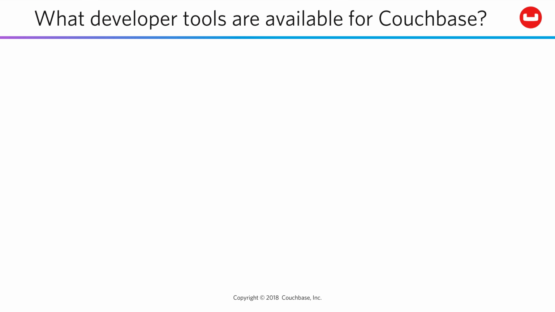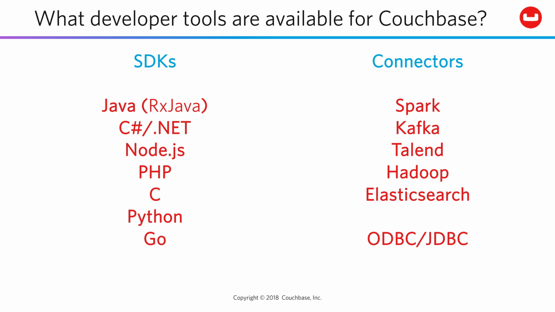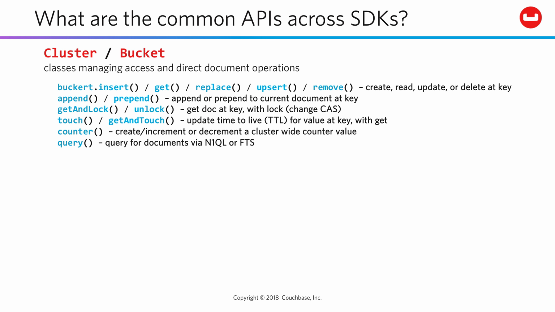Couchbase plays nicely with others. We directly support SDKs for virtually every major language, with even more supported by our open source communities. And we directly support connectors for all the major players in the big data ecosystem, including ODBC and JDBC drivers. You can learn a lot quickly by scanning the basic profile of our standard API.